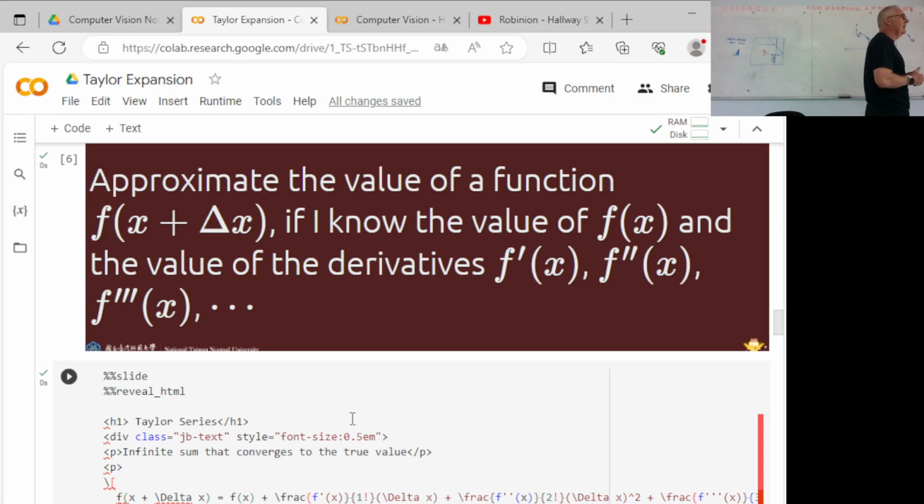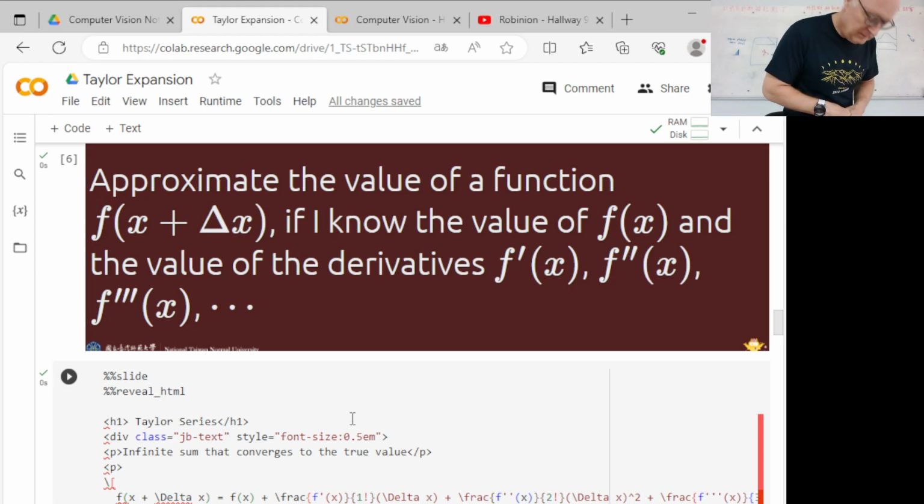But of course, that's only the first step of it. Then you can look at the second derivative, which tells you how much the derivative changes. And that would allow you to adjust and come up with an even more accurate estimate of the value of the function at f of x plus delta x. And then you can look at the change in the change of the function. That will be the third derivative, and so on and so forth.